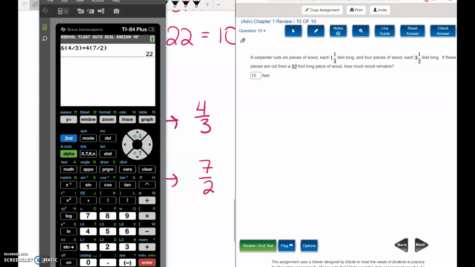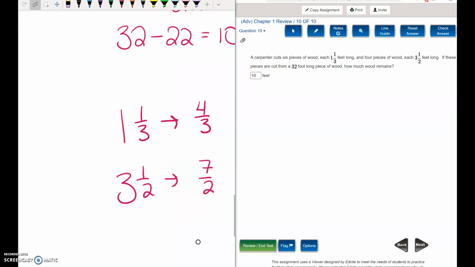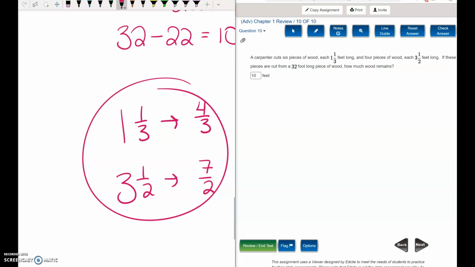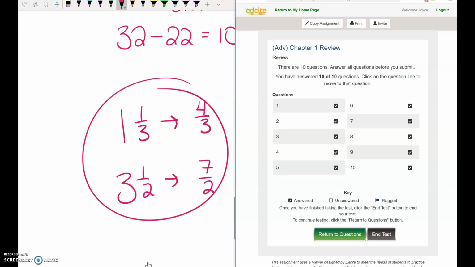So there's a couple different ways you can do that. If you need help with this, learning how to go from mixed number to improper fraction, let me know. I can go over that with you really quick and get you feeling confident about that. And that is it.